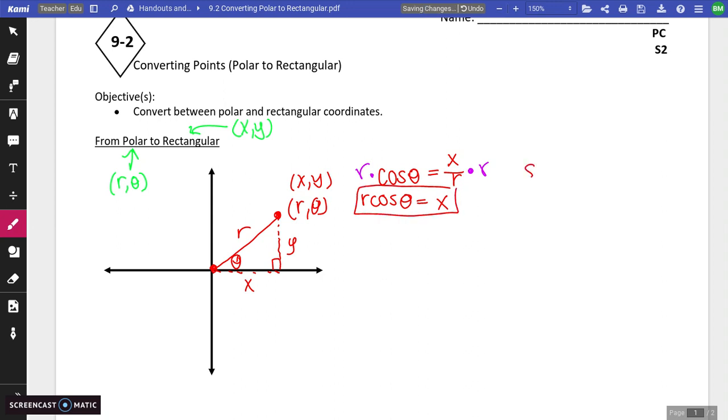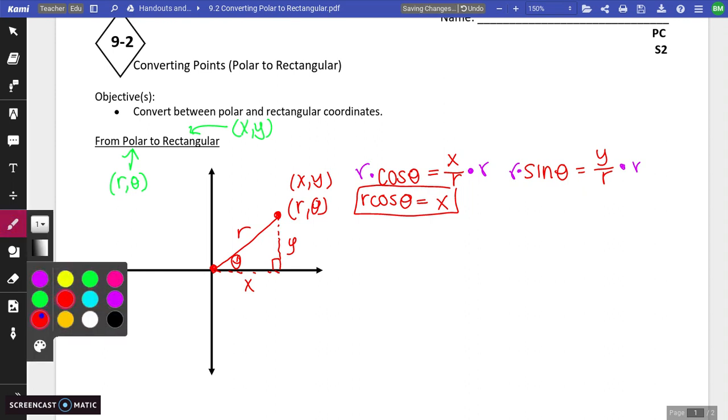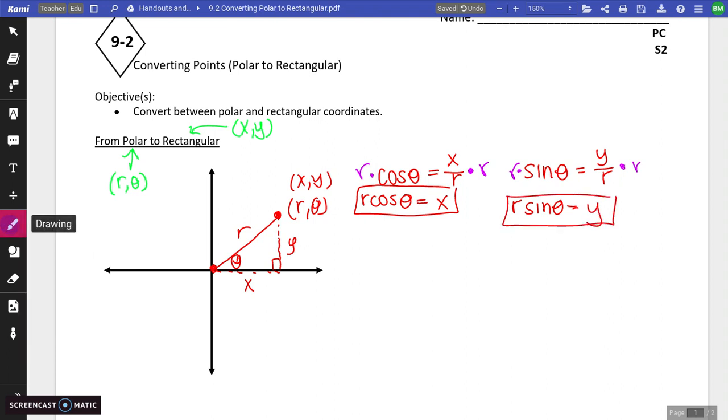I also know that sine is opposite over hypotenuse, which is y over r for this particular triangle. Again, I'll solve that for y by multiplying by r on both sides to undo that division, leaving me with r sine theta equals y. Now, this might not seem very useful yet. Let's look at some actual examples.